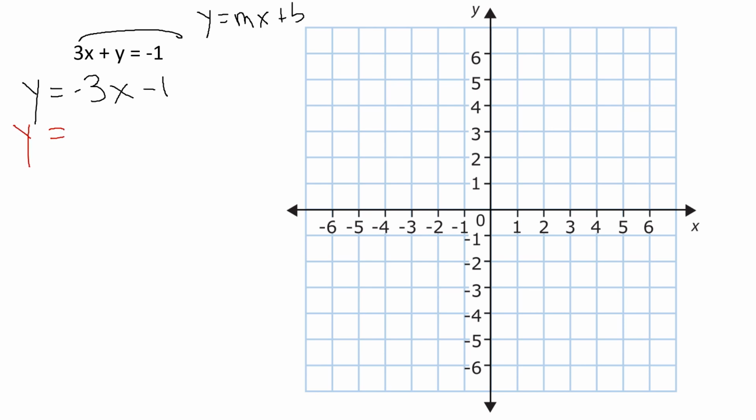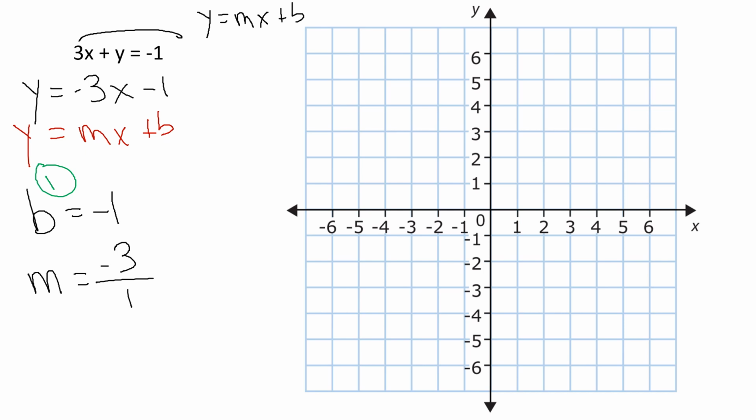Now I'm going to pull my information out. y = mx + b. I can look at this and see that b = -1 and m = -3. But remember, my m must be in a fraction. It's rise over run. So what am I always going to graph first? I'm always going to graph my b first. In this case, b is -1. So there's my first point, -1. Remember, b is where it crosses the y-axis.